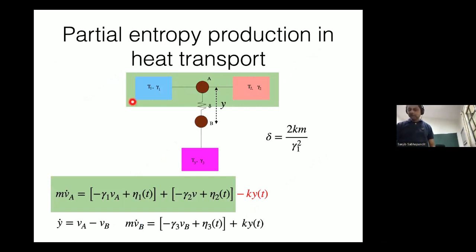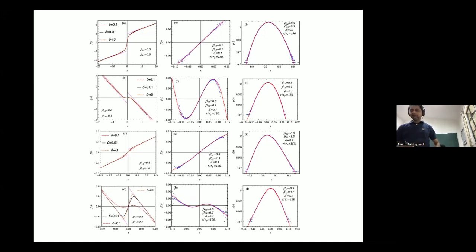So there's another example, which is a very minimal model of heat transport. You have a Brownian particle which is connected to two heat baths. If you just concentrate on the green portion, these two baths are at different temperatures, and this is a model considered by Visco quite some time back. You want to find out the entropy production for this green part. This is the Langevin equation corresponding to this green part. But in addition to this green part, we have another Brownian particle which is weakly coupled to this other particle A, where this delta is the dimensionless coupling strength. Even here, when you compute the entropy production for this green part, what you find is that it violates the fluctuation theorem. The fluctuation theorem would have been just a straight line.